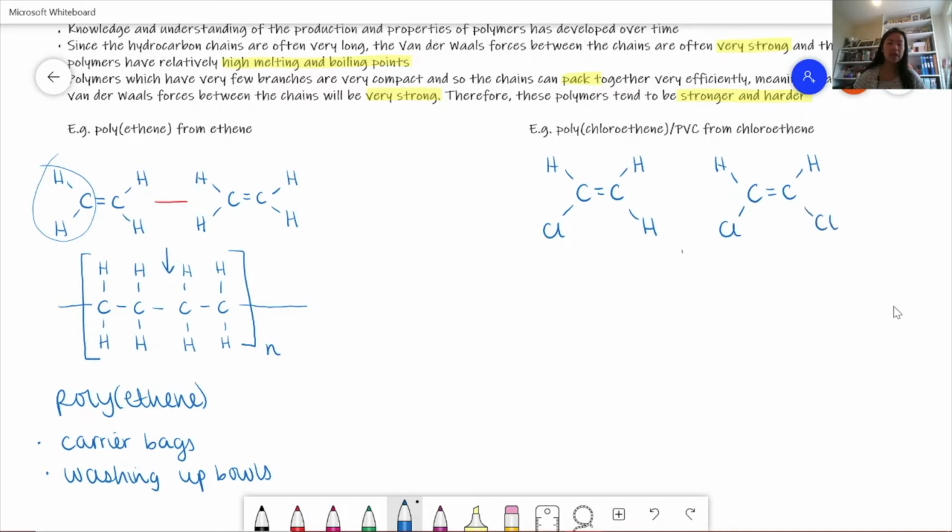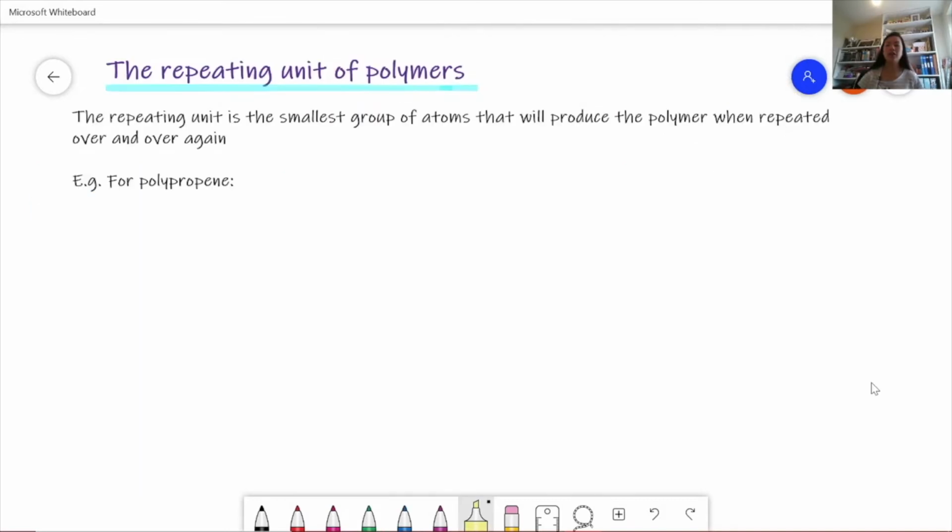And this is going to do the same thing. So we're going to have carbon with. So now we're going to look at the repeating unit of polymers. So the repeating unit is the smallest group of atoms that will produce the polymer when repeated over and over again.